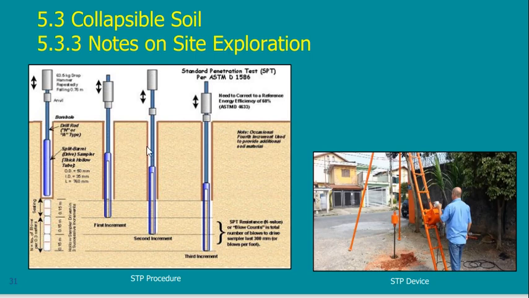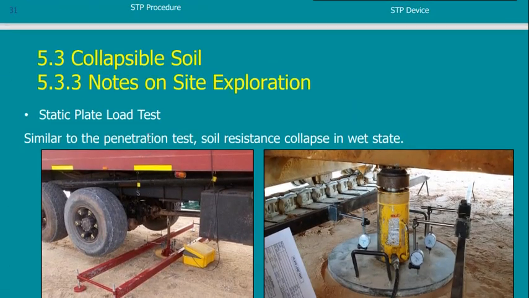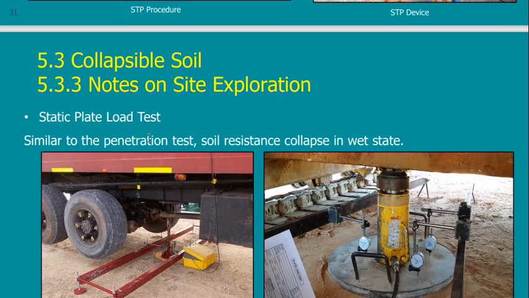If I get the N value before adding water and the N value after adding water, and I find a reduction in the number of blows, it means that this type of soil is affected by water. Another type is the plate loading test.